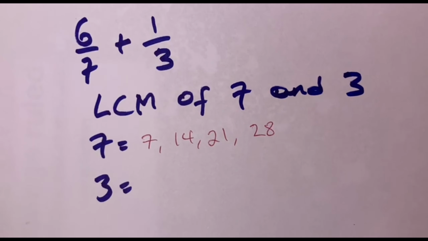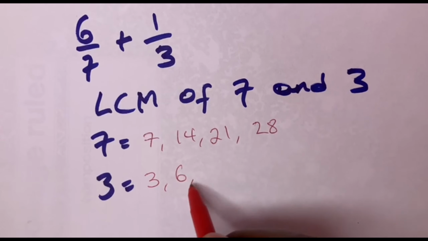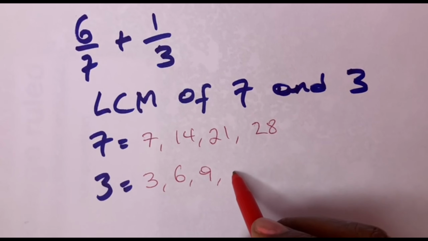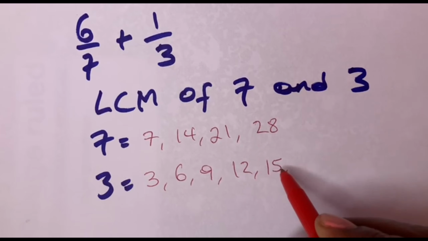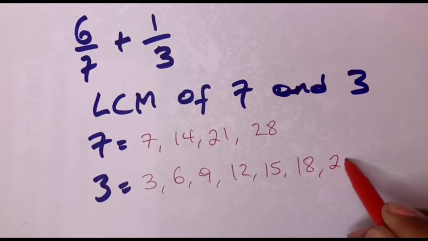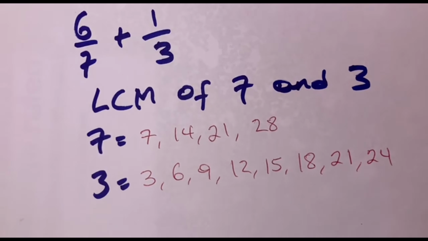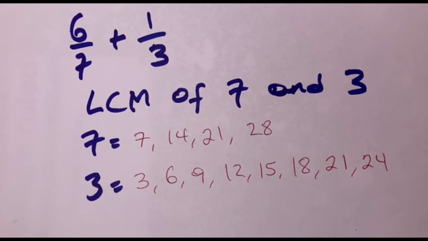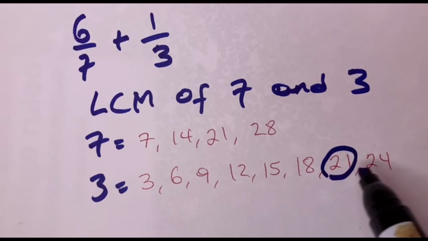Okay, let's see if we get it here. 3 times 1 is 3. 3 times 2 is 6. 3 times 3 is 9. 3 times 4 is 12. 3 times 5 is 15. 3 times 6 is 18. 3 times 7 is 21. 3 times 8 is 24. Very good. So the least common multiple in both of them is 21.